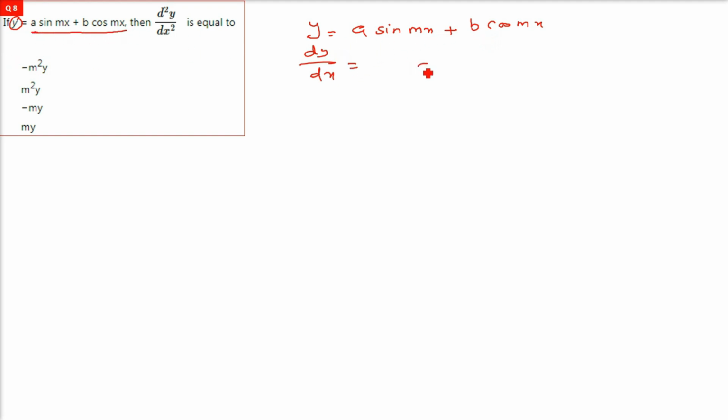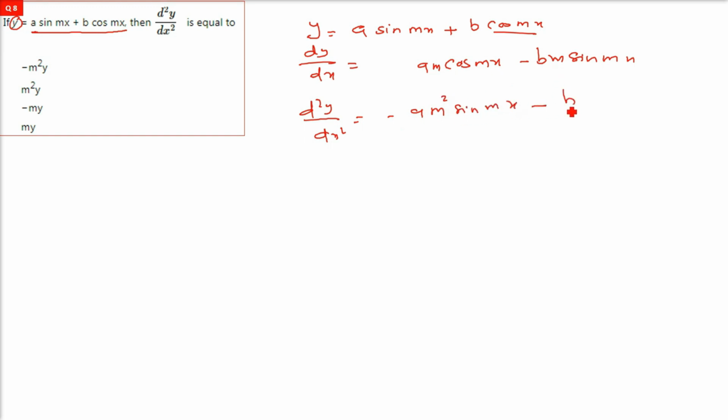So dy by dx is a times sin mx differentiates to cos mx, and differentiation of mx is m. Cos will be minus, so I am writing minus sin mx. Then you have b and then m. Then we have d2y by dx2. This is equal to am, cos mx will be minus sin mx. Again, one more m will come. It will be m square.